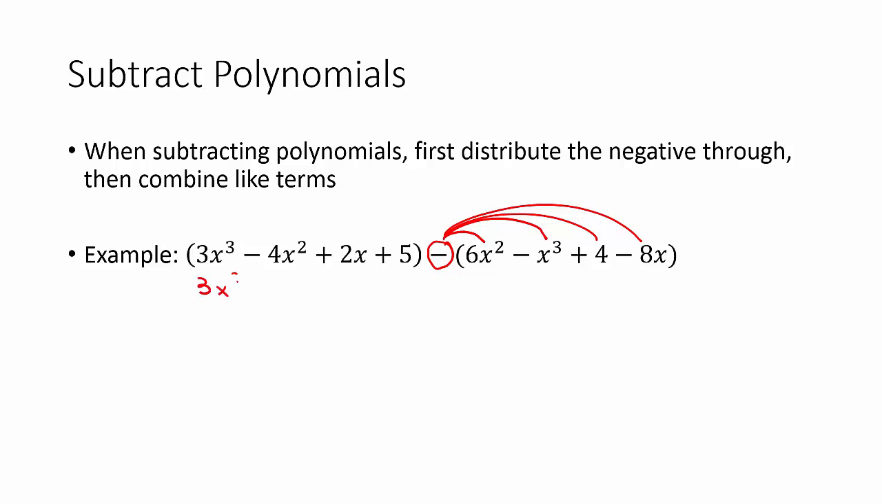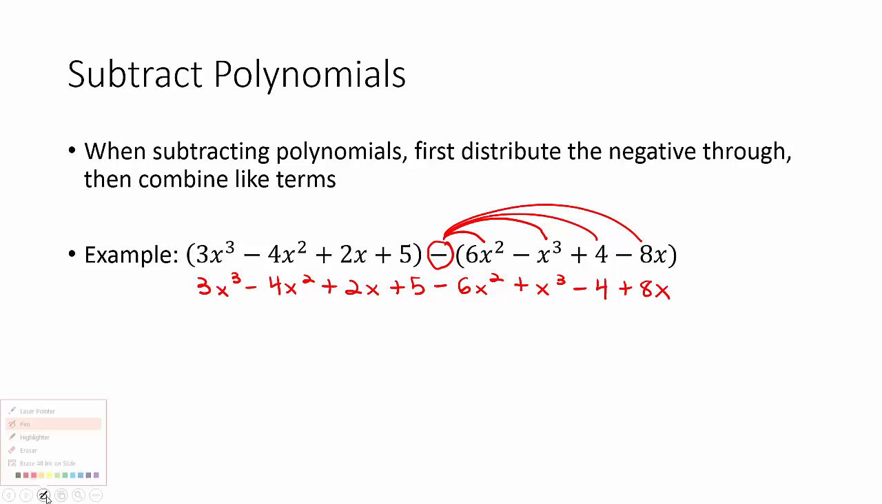So that's going to give us 3x cubed minus 4x squared plus 2x plus 5. That one stays the same. But when we distribute the negative through the second polynomial, it's going to change all of our signs. Negative 6x squared, positive x cubed, negative 4, and positive 8x. The common error I see a lot is people only put that negative on the first term. It has to go all the way through the entire polynomial. And then we can combine like terms, much like we did with addition.